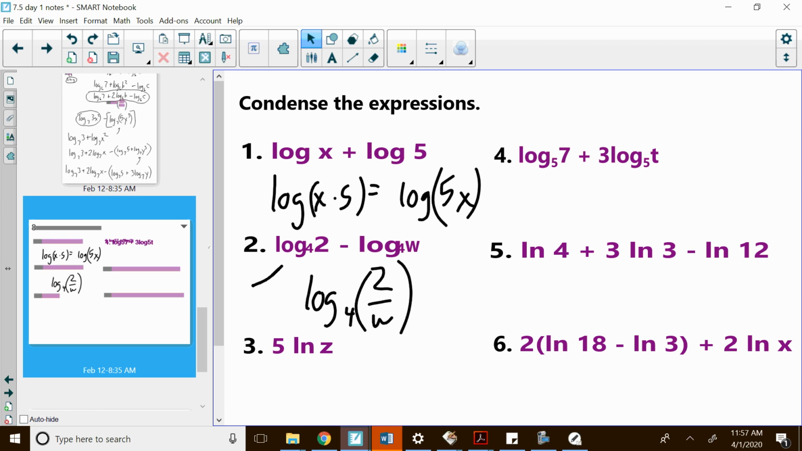You might have looked at this right away and said, Mr. Hers, that's a half. You're exactly right, that is a half. Don't write that as a half because we are working on condensing expressions now, not necessarily evaluating.